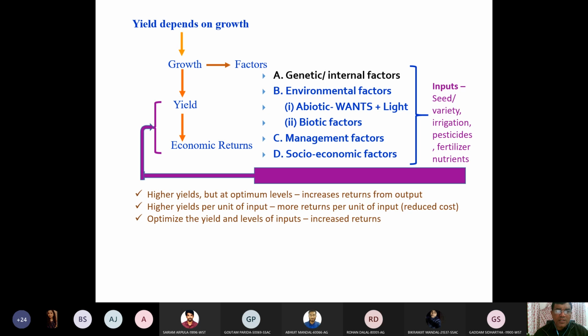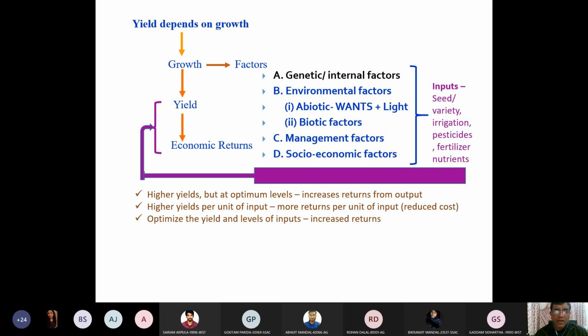So overall, what are the objectives? Number one, we want higher yields. Of course, we don't want lower yields. We want higher yields, but at optimum levels. There should not be excess or too high yields. How is it possible, how will it benefit? Because it will increase the returns. If you get more yield, you will get more money from the output.